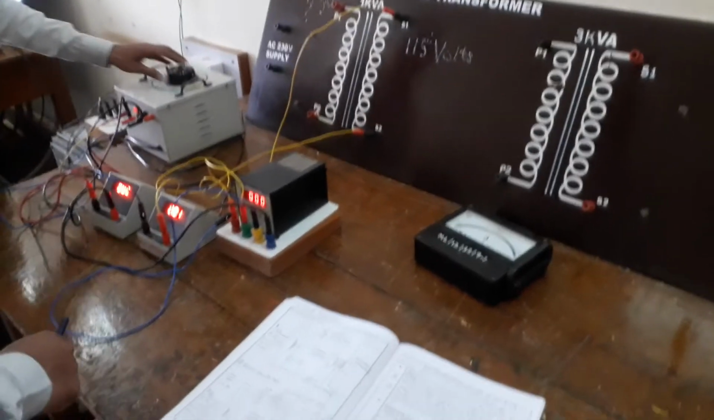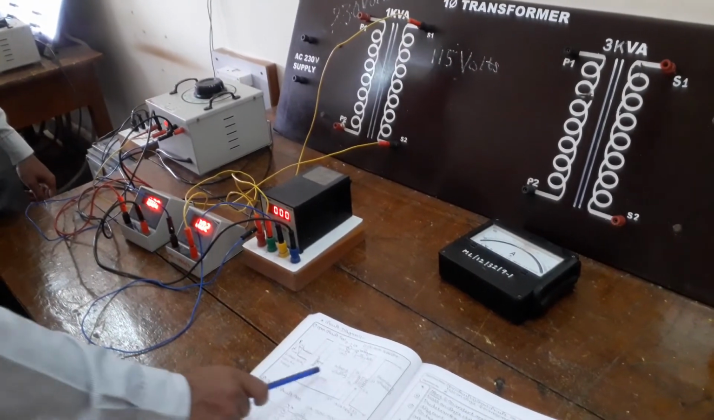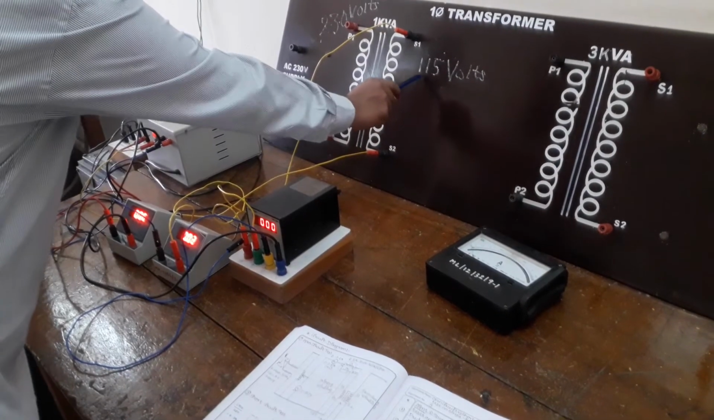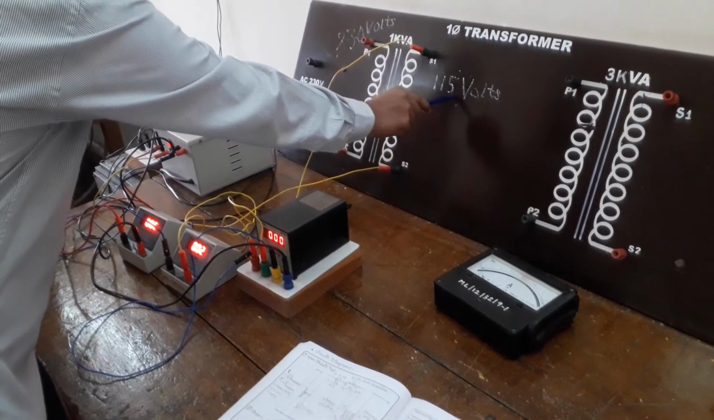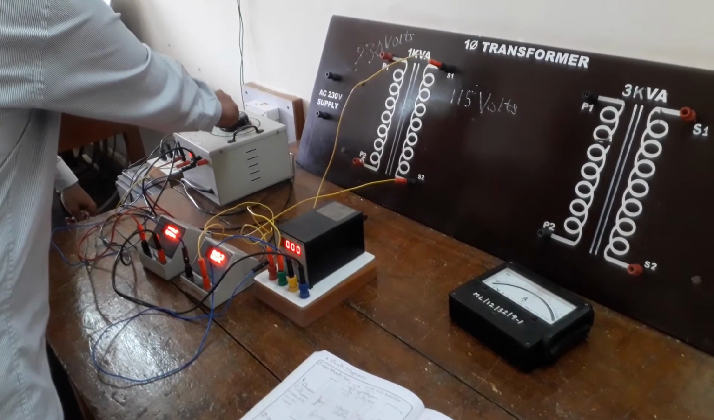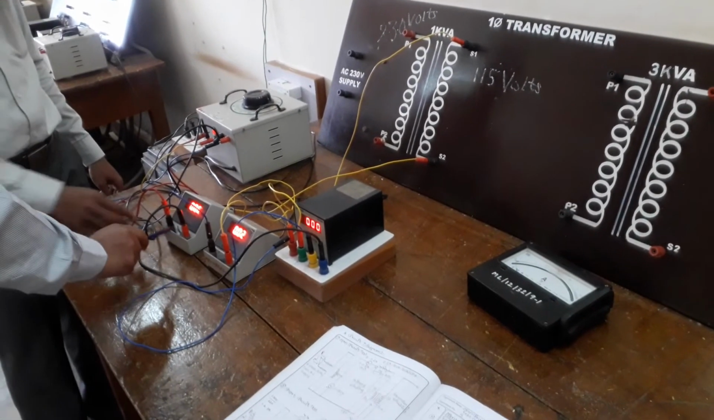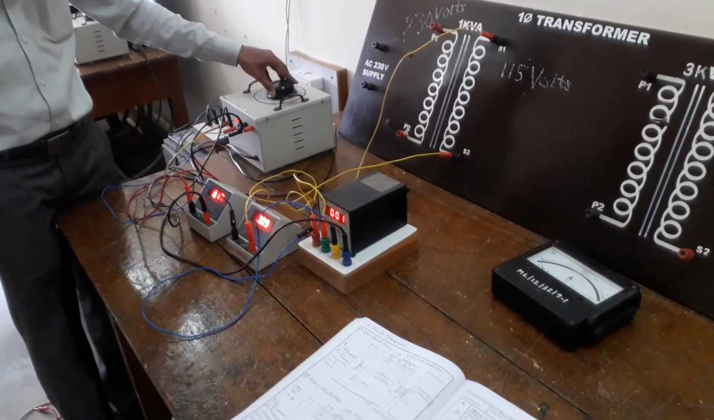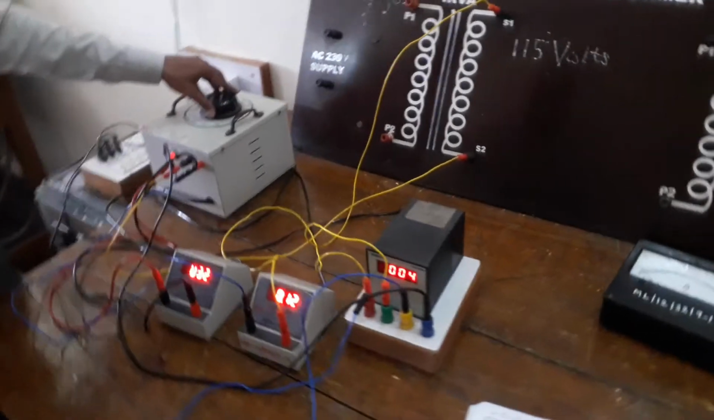Now connections are done. For the open circuit test, we should apply rated voltage. So the rated voltage here is 115. So apply 115 volts by varying this single phase auto transformer, which can be read using this voltmeter. So we are going to apply 115 input voltage.